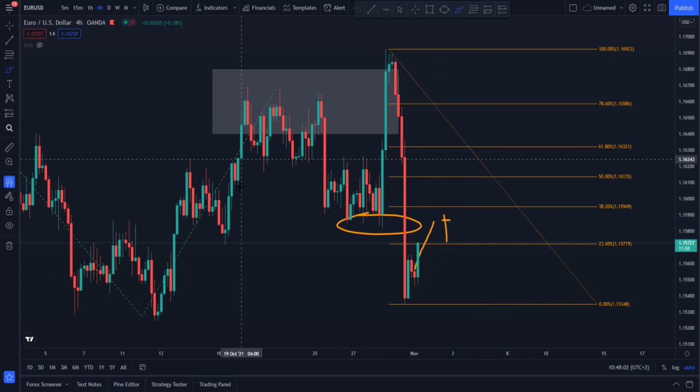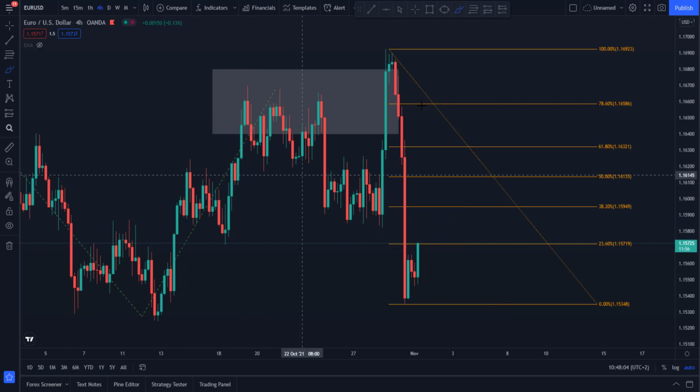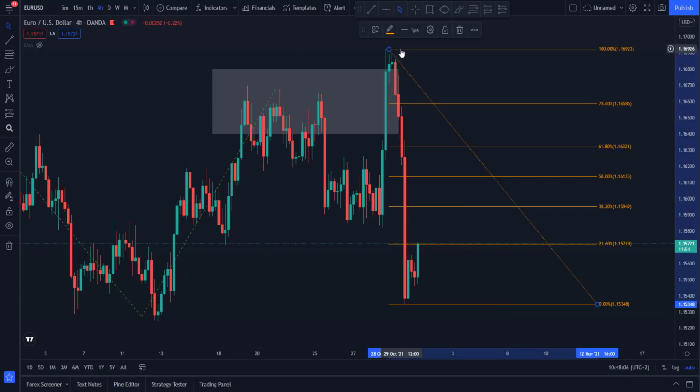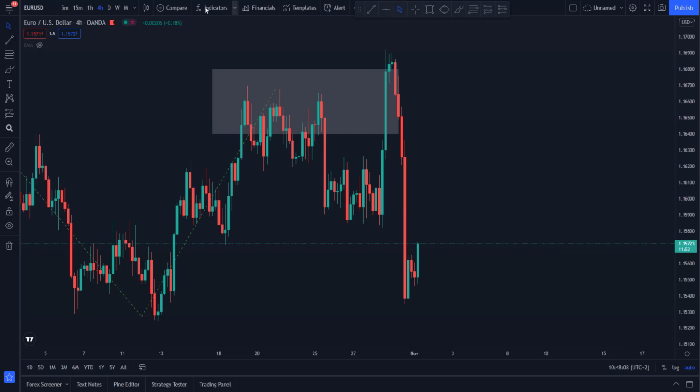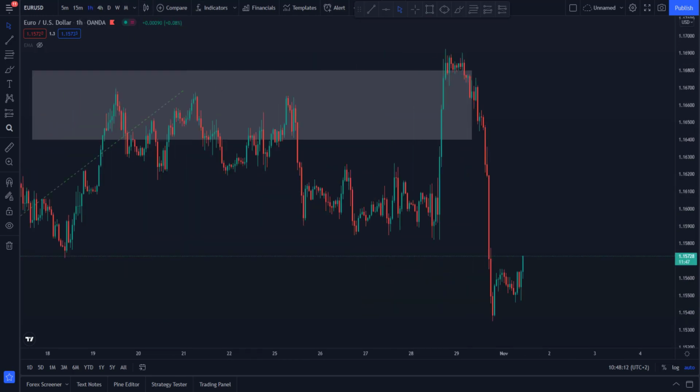Okay, so let me just delete the drawings. I'm actually going to take off the Fib as well, don't want to get confused, and I'm going to pop down to the 1-hour chart. Okay, so what we see here is that pullback in a little bit more detail.